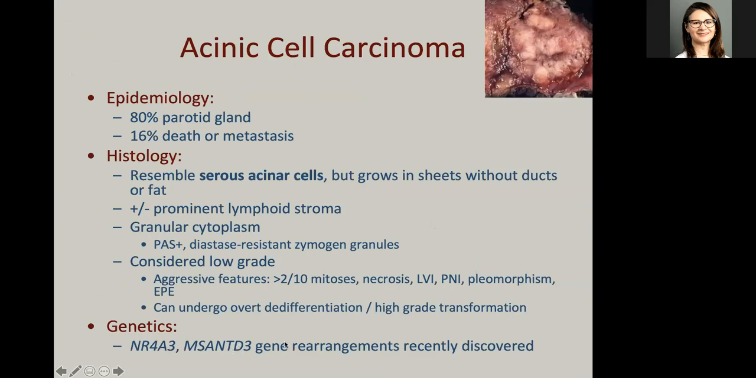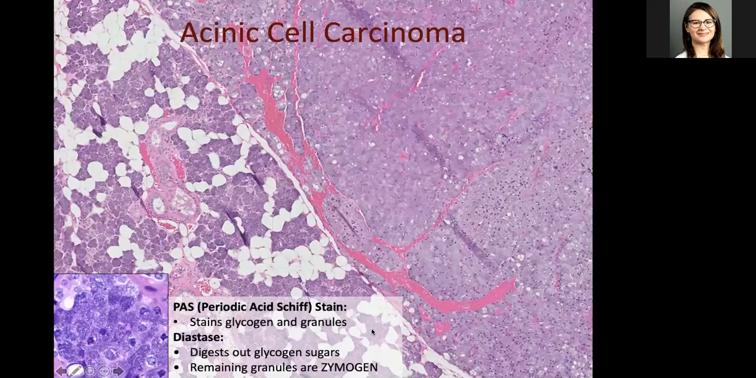Recently, some genetic rearrangements have been discovered that are unique to acinic cell. So what do these look like? Well circumscribed, but the cells on the right, these very purple cells, identically resemble the normal serous acinar cells of the salivary gland on the left, right? So you can see normal gland on the left has tubules, has fat; tumor, no tubules, no fat, right?